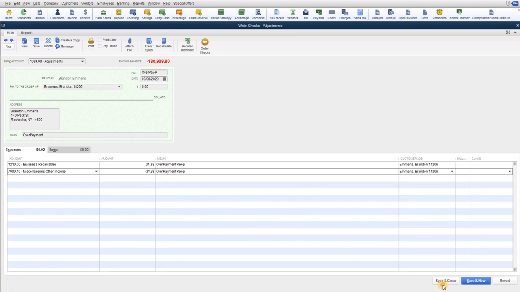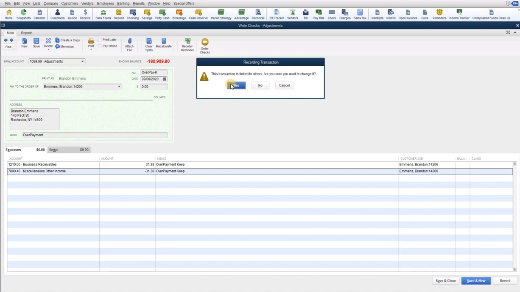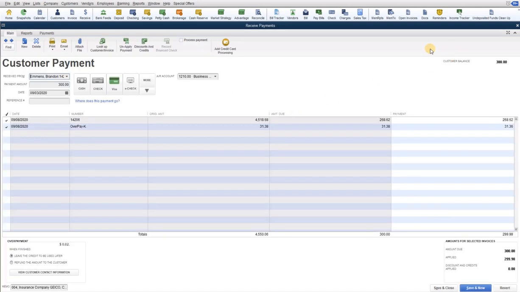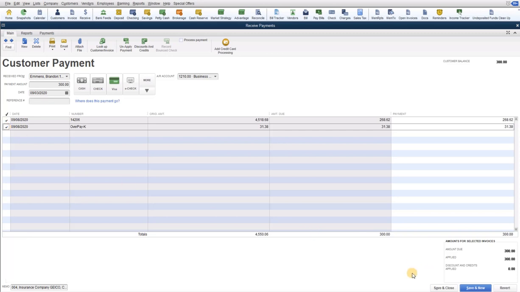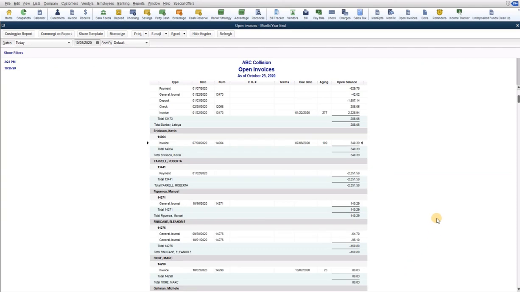Now we save and close. And because we've already applied it, the best way to do that is to uncheck it and then check it again, and then it's going to apply the whole amount. So that one's complete now.